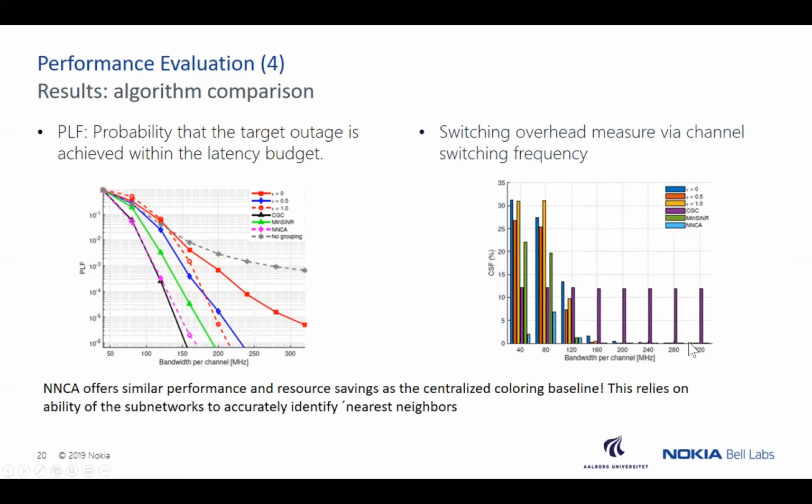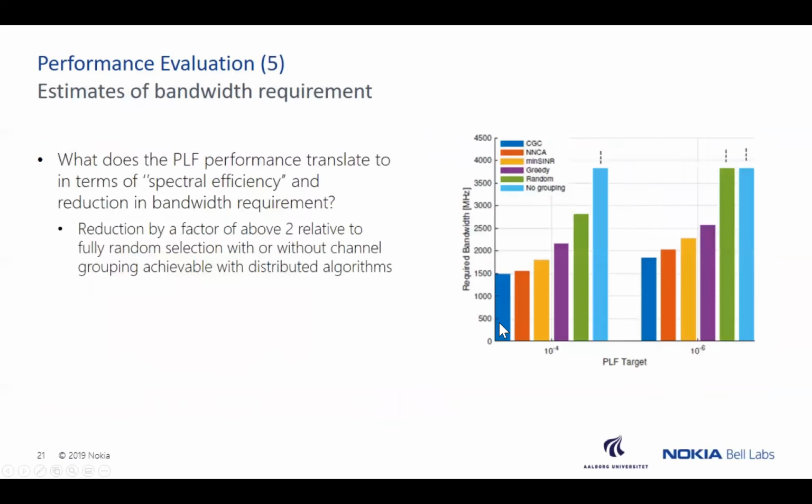As a measure of the overhead, for example, the amount of radio resources for enabling communication of information about switching, we also looked at the switching overhead, which is basically the ratio of the amount of time where a switching is performed to the total number of time instants. What we can see here is that the NNCA again has the lowest switching rate. So if we have this additional information, then we can achieve reasonable performance and a drastic improvement in bandwidth requirement at a very low switching rate.